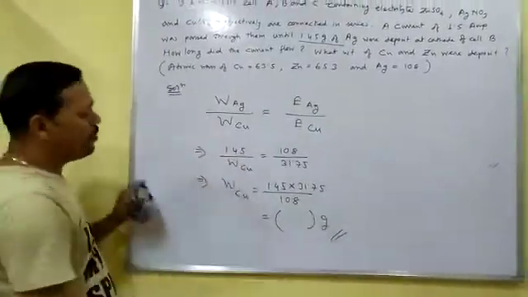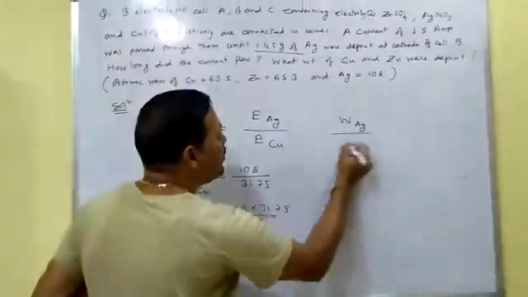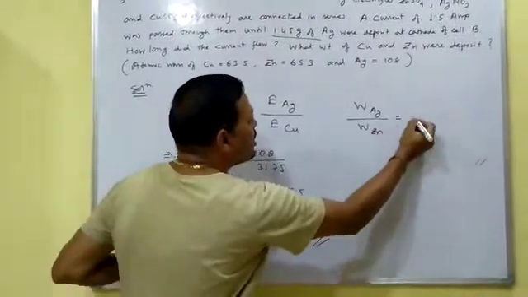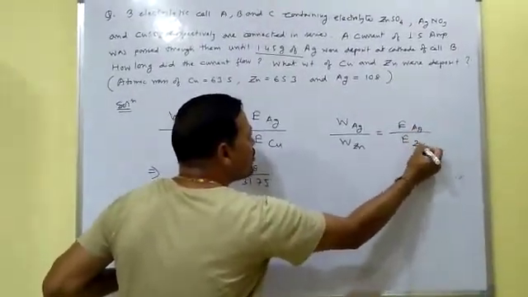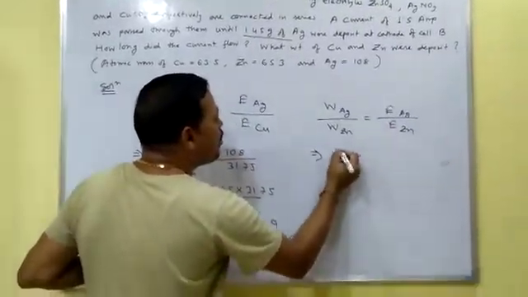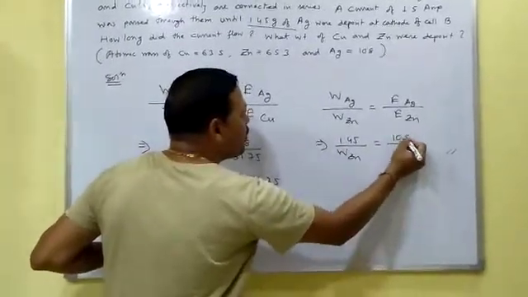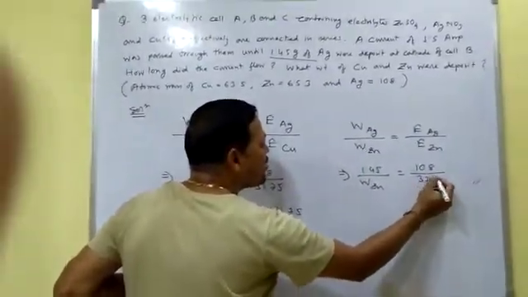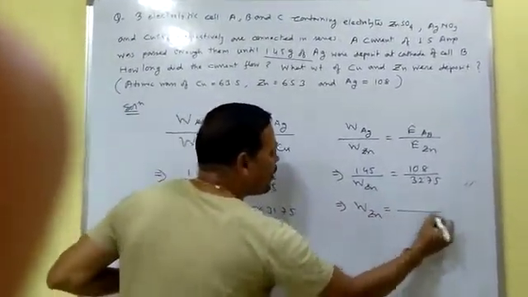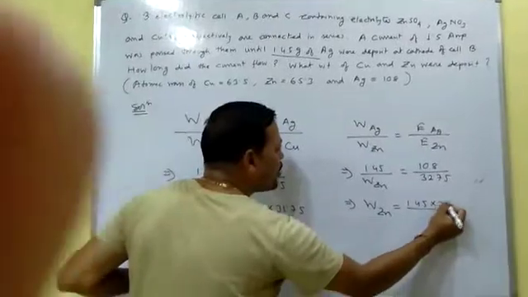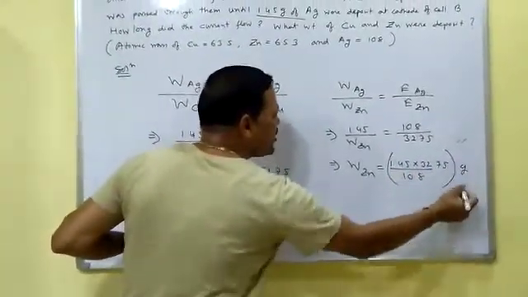Similarly you can apply it for zinc also. Weight of silver divided by weight of zinc is equal to equivalent mass of silver divided by equivalent mass of zinc. So weight of silver is 1.45, weight of zinc you have to find out, equivalent mass of silver is 108 and of zinc is 32.75. So weight of zinc will be 1.45 into 32.75 divided by 108. This much gram of zinc you will get.